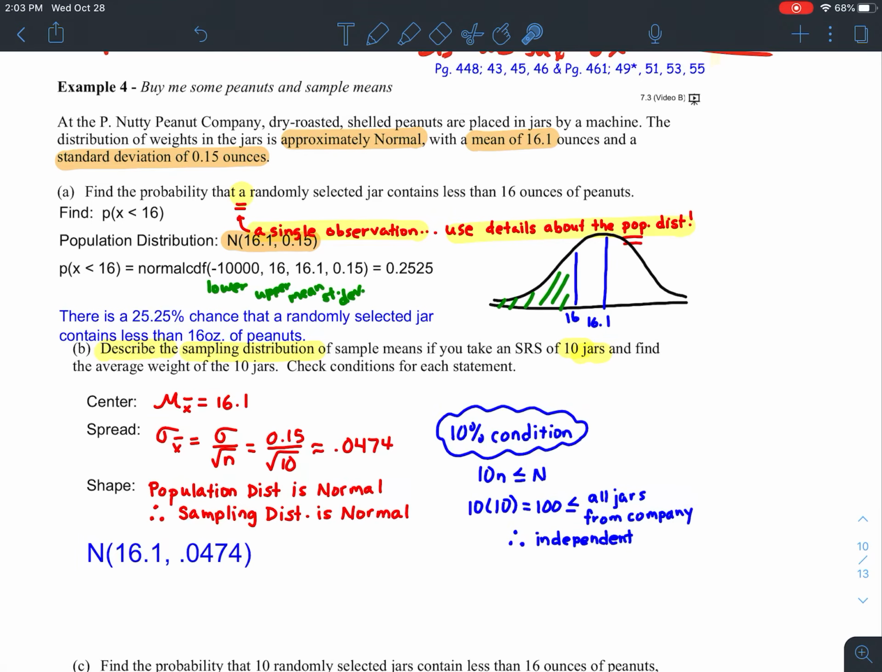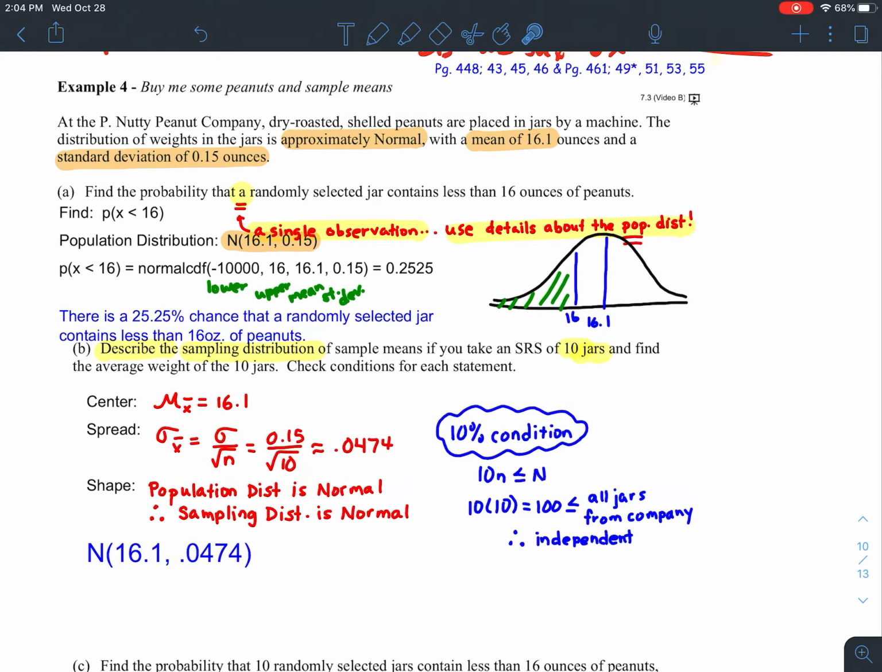We are going to say what the spread is. Here's the formula on the formula sheet. Make sure you're dividing by the square root of your sample size, which would be 10 in this case. Remember, before we do that, we need to have checked that 10% condition, that 10 times 10, which is 100, would be less than or equal to all the jars from this company. And if we can say that that's okay, we're checking off that independence condition, which means it's okay for us to go ahead and calculate the spread here.